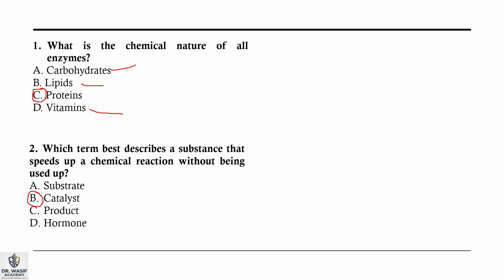You know why they do not fit. Substrate is an input, which is the specific molecule that the enzyme or catalyst actually acts upon. Product is the output, that is the new molecule formed at the end of the reaction. And hormone is a chemical messenger used for signaling in the body, not a direct reaction accelerator. So that is the reason the correct answer is catalyst. This is the correct answer, option B.